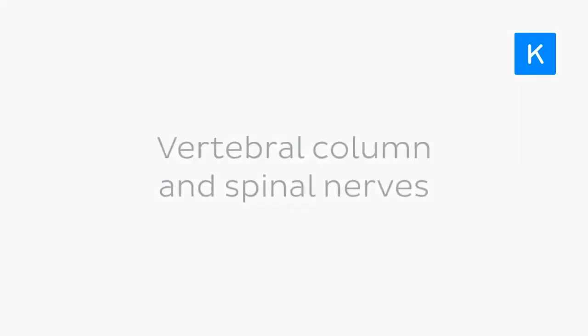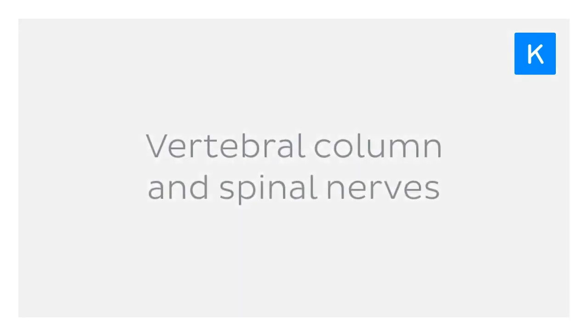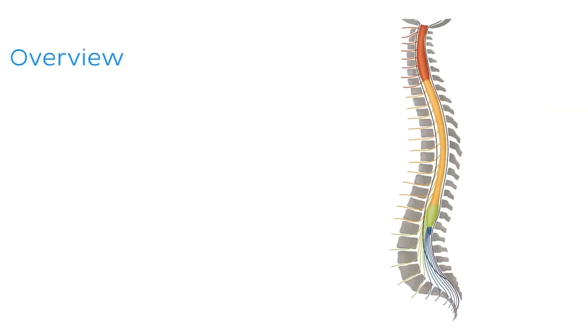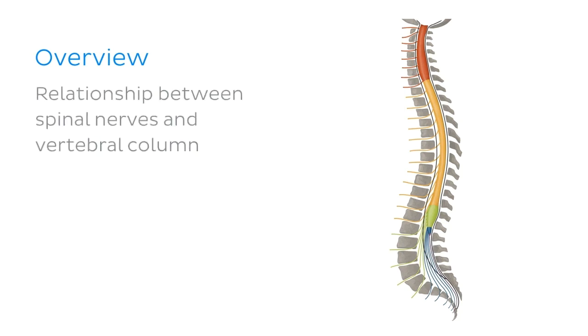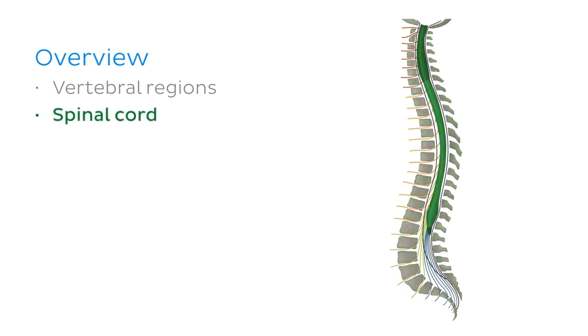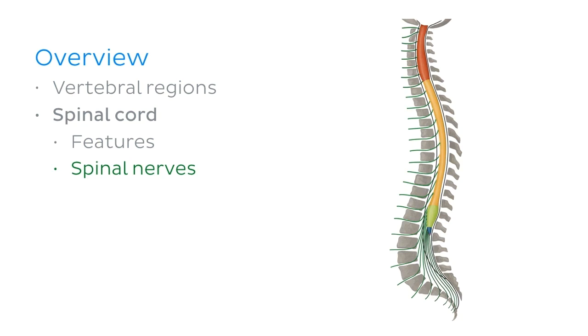Stay with us to find out while we investigate the interrelationships of the vertebral column and the spinal nerves. So what are we going to talk about in this tutorial? Our main aim is to understand the relationship between the spinal nerves and the vertebral column. First of all, we'll have a look at different vertebral regions and the general skeletal side of things. We'll then move on to the spinal cord, run through a few features, and see how the spinal nerves anatomically relate to the vertebral column.